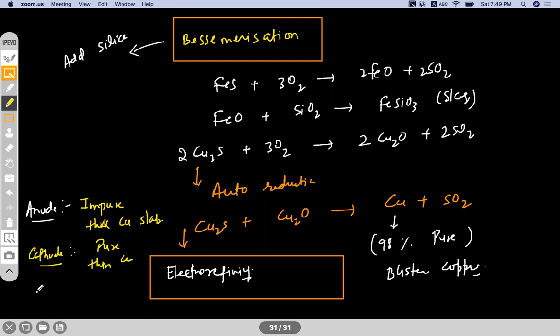It is a pure thin Cu electrode. What should be the electrolyte? Electrolyte must contain which ion? Cu2+ ion. That is the only condition. So we can take CuSO4 plus H2SO4 electrolyte. Write down there, CuSO4 and H2SO4 electrolyte we can take. So this is the extraction of copper we have.